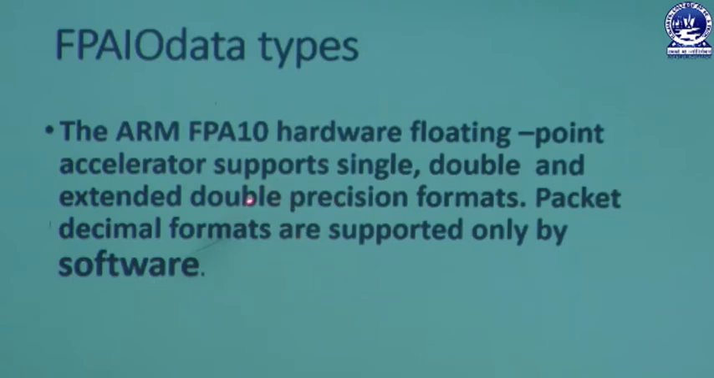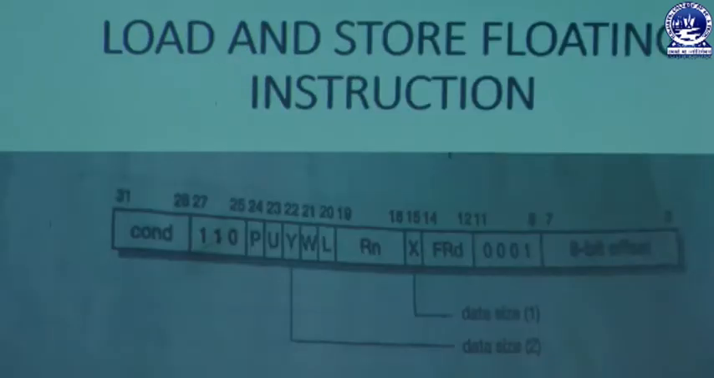Every type of data is executed conveniently from register to register and register to memory and vice versa, and that provides a very accurate flow of execution. The next concept is the load and store floating instructions. That means the load and store architecture of the floating point concepts shows how the data is executed from register to memory or memory to register.